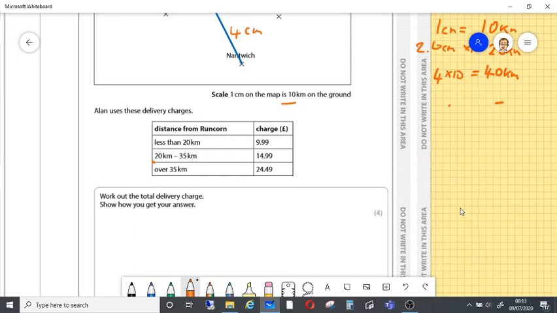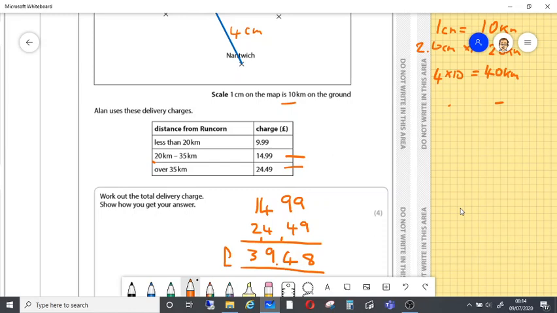So my first one was 2.6 or 26 kilometres. So the price for my first one is going to be $14.99, and my second one was 40 kilometres, so that's going to be $24.49. Add those two values up, $14.99 and $24.49. Make sure you line them up really carefully. 9 and 9 is 18, carry the 1. The 1 and the 4 is 5, plus the 9 makes 14, carry the 1. 4 and 4 is 8, plus the 1 is 9, and the 1 and the 2 together makes 3, so it makes 39.48.